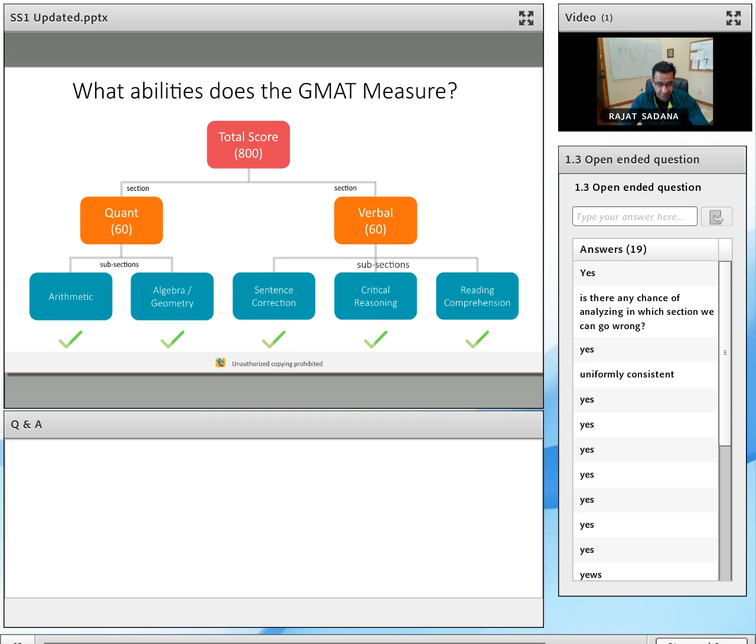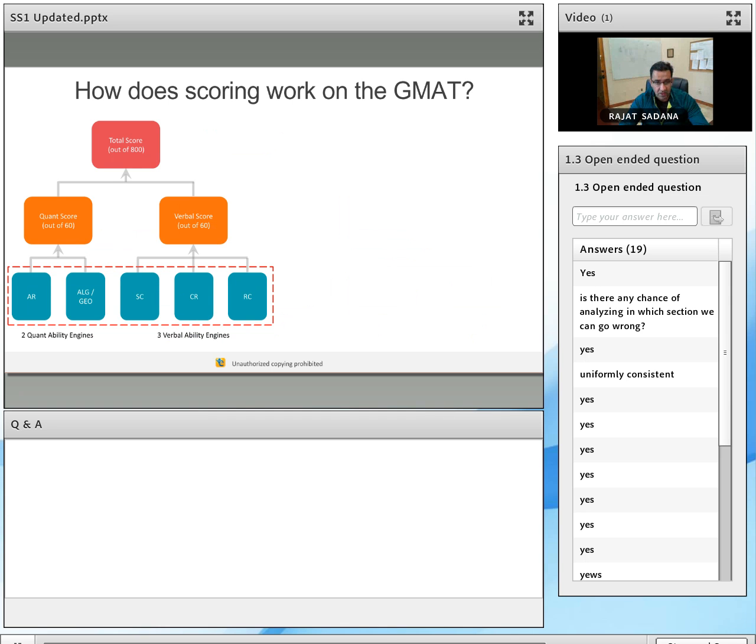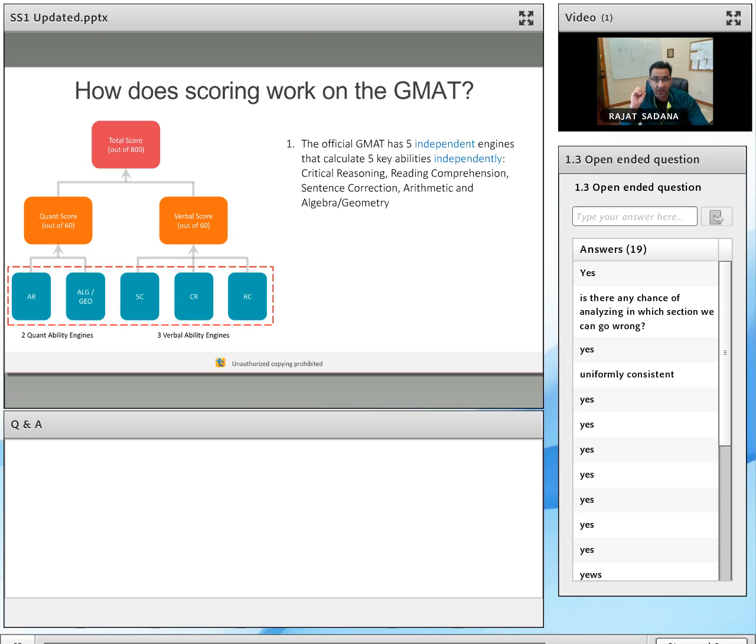Just to summarize this a bit more, on the official test, based on my estimate and the research that we've done, you have 5 different independent ability engines. These ability engines calculate these 5 abilities independently. Combining the performance of these 5 abilities, your test calculates your verbal and quant score.